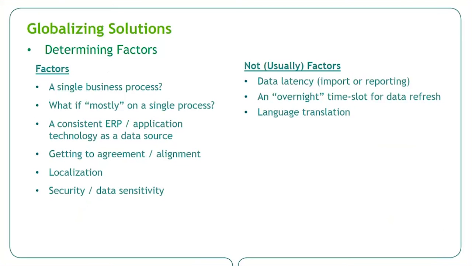So from the determining factor point of view, well, when would you want to try to globalize a solution? So some factors typically include areas like, is it a single business process? What if you're mostly on a single process but you need some flexibility? This might push you towards a more decentralized solution. What about getting to agreement and alignment? If there is a way of viewing things, and this is globally how it needs to be done, that might put you in the centralized solution category.